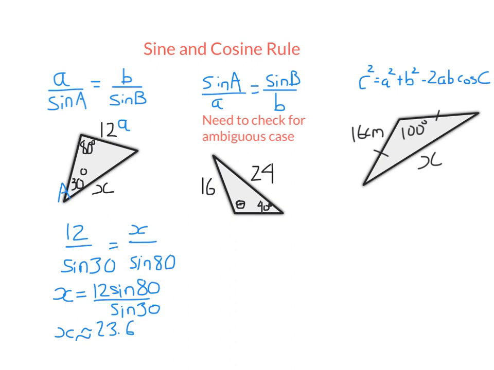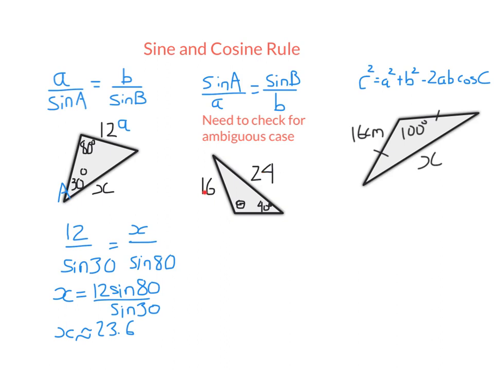So now let's look at using the sine rule to find an unknown angle. Unfortunately, there's sometimes an ambiguous case. Ambiguous means double meaning. Sometimes when you're finding an angle using the sine rule, there are two possible values for that angle. That basically happens when you're finding an angle that's opposite a larger side.